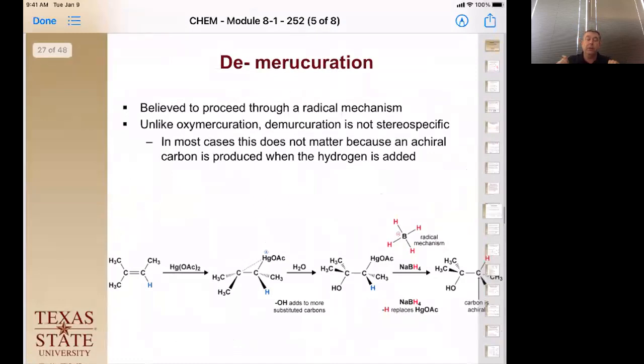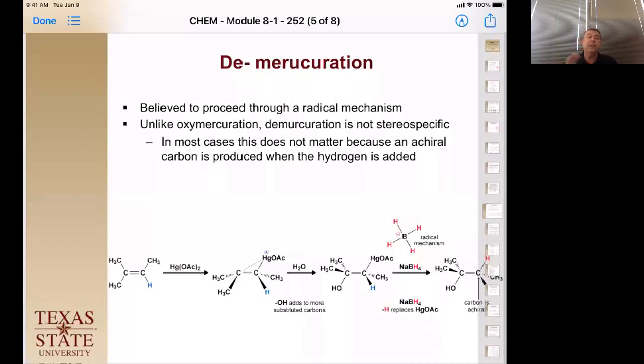So when we do the demercuration, we believe it happens through a radical mechanism. The reason we believe it happens through a radical mechanism is we do not see a carbocation form. We don't see any movement of a carbocation formation. And so what we think is happening is it's just reducing off. Now, typically there is not a stereo center on that.